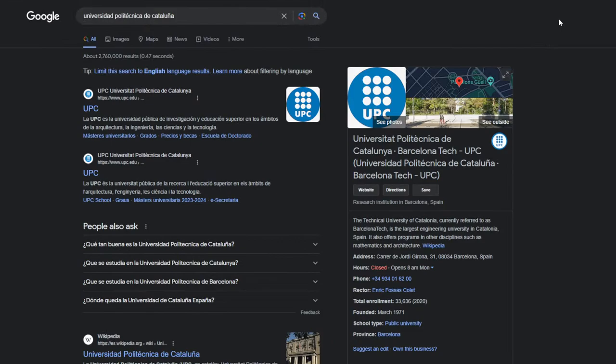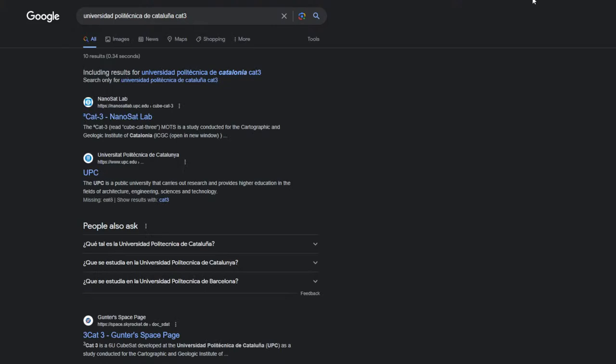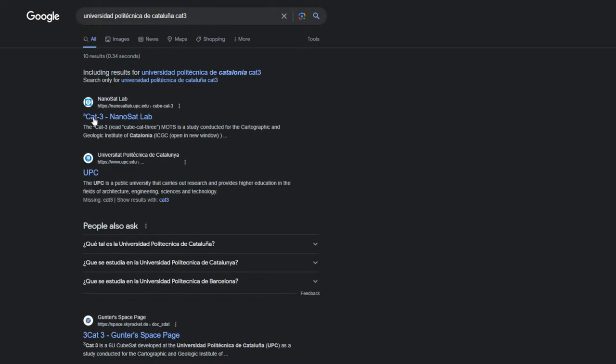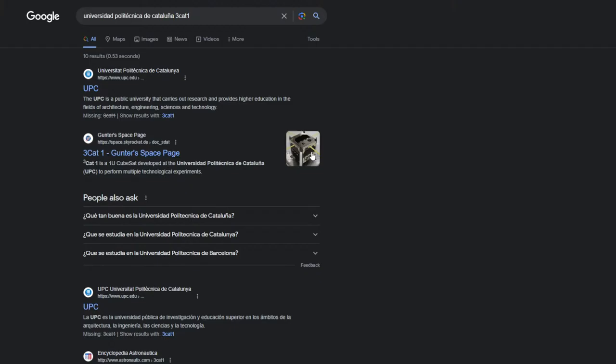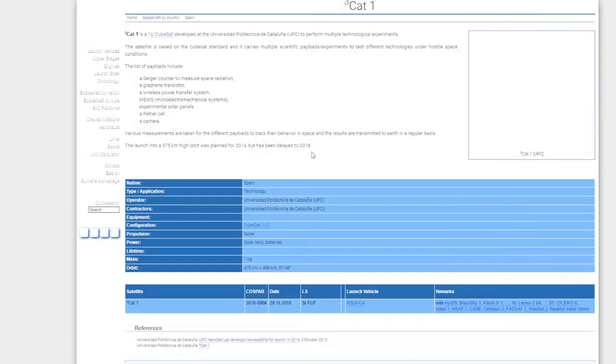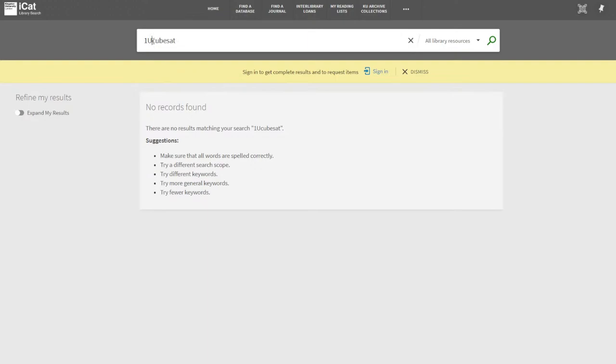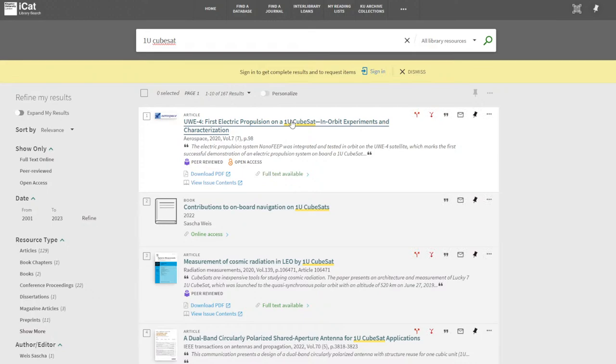Is it Cat 3? Oh. Cat 3, isn't it? Why didn't I just click and check? 3CAT-1, yes, my numbers were mixed up. So 1U CubeSat. Okay, what if I also search up 1U CubeSat? Because most CubeSats... Oh, let's do that. 1U CubeSat. Ah, there's a lot of information here.